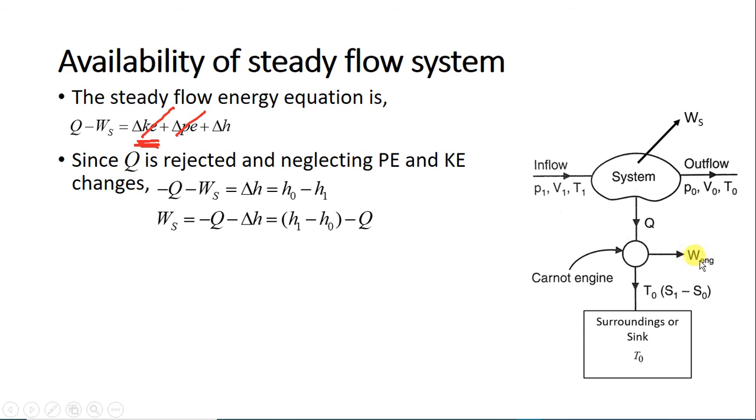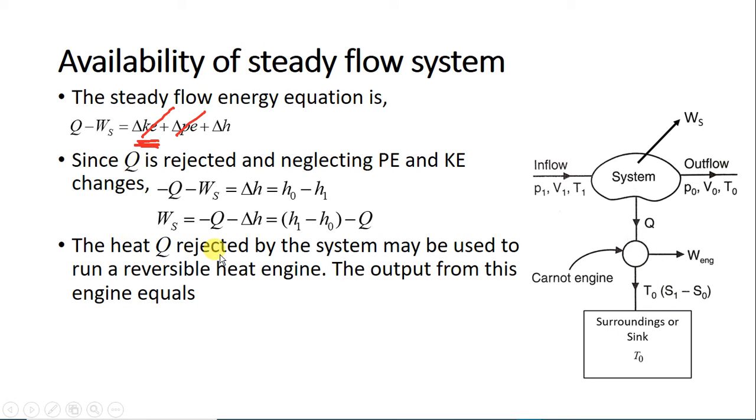Now we will calculate the equation of W engine. What will be W engine? Heat supplied minus heat rejected. The heat rejected by the system may be used to run a reversible heat engine, which is a Carnot engine, and the output from this engine, W engine, will be equal to, as we have already seen, Q in bracket 1 minus T0 by T1, equal to Q minus T0 ds, equal to Q minus T0 (S1 minus S0). Now we have two works, Ws and W engine.